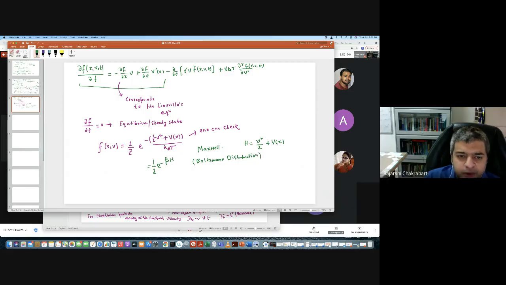I'm not checking that here, you can just check it, because you have to put this part equal to 0. Take the derivatives with respect to x and v, put them in, and you'll see that it satisfies this equation. Okay, so this is how it is.